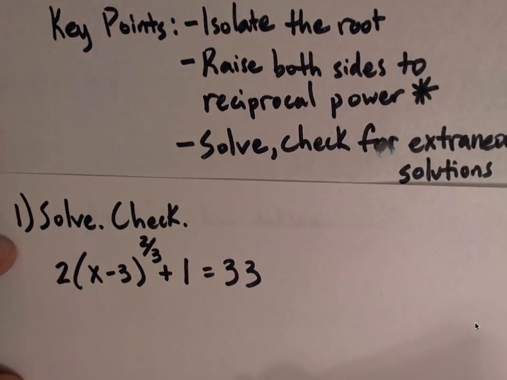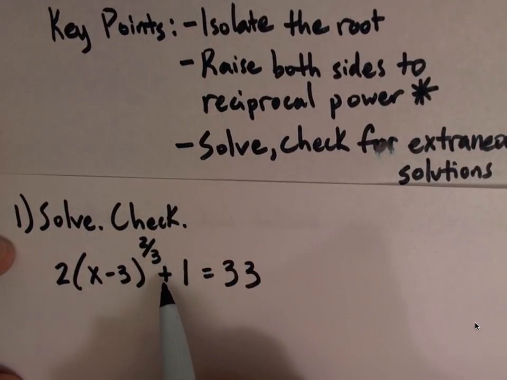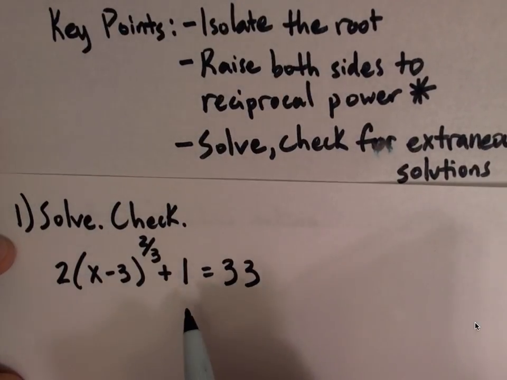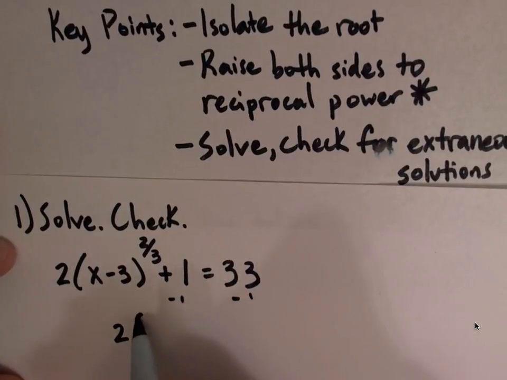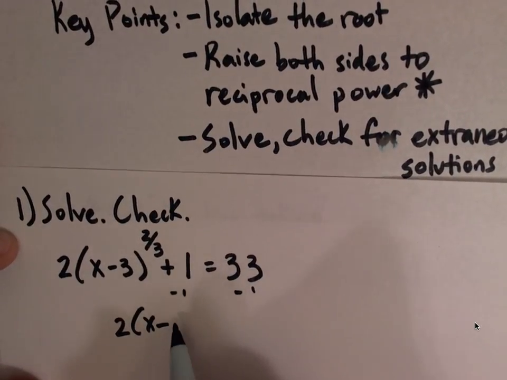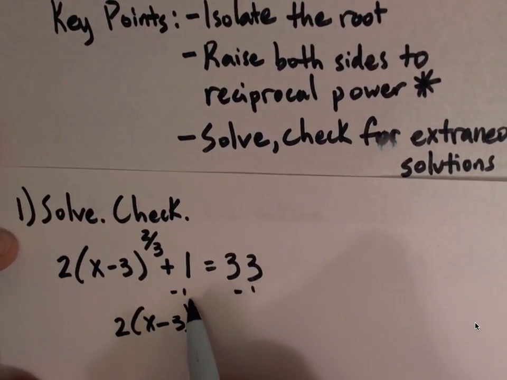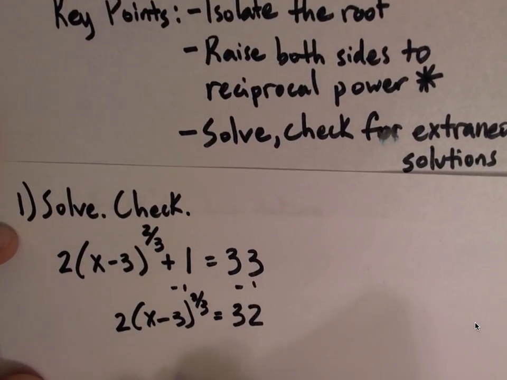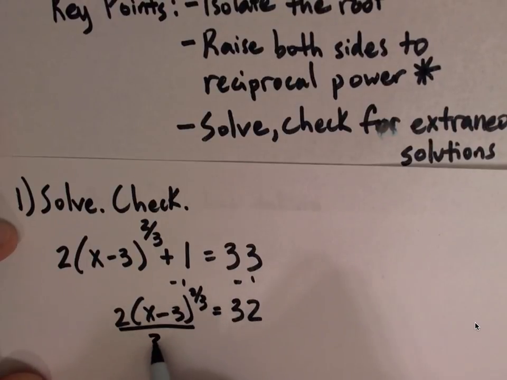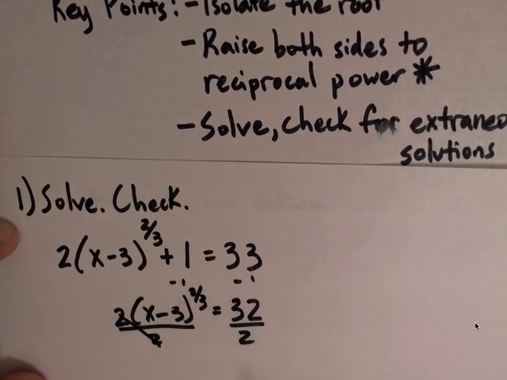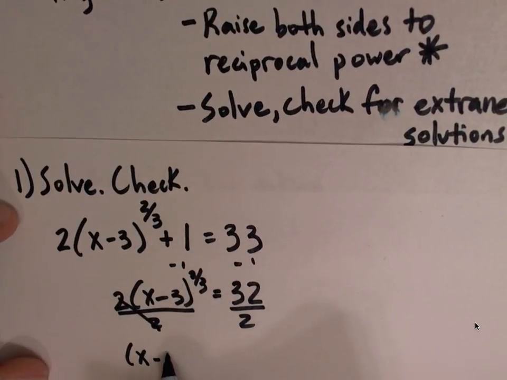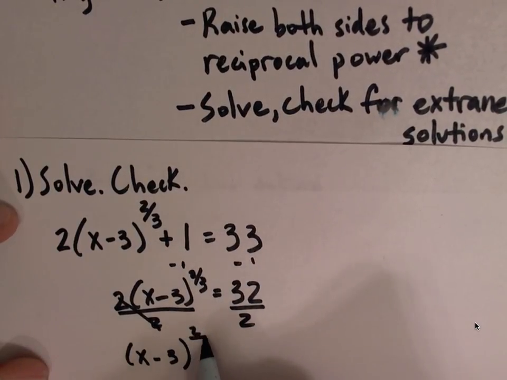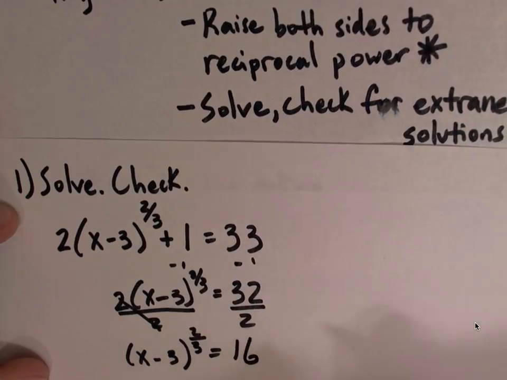So first off, we want to isolate the root. Just like in algebra class, we want to get rid of the 1 and then the 2, so we subtract 1 from both sides. (x minus 3) to the 2/3 times 2 equals 32. And then we're going to divide both sides by 2, that makes a 1. So we get (x minus 3) to the 2/3 equals 16.